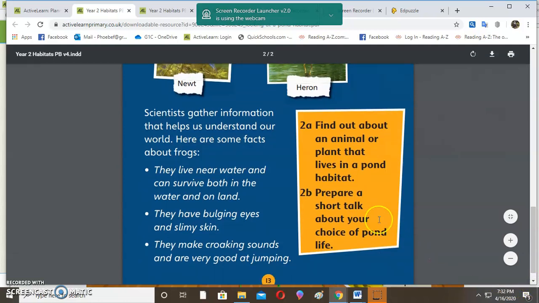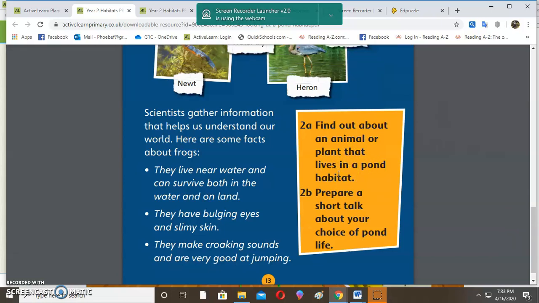Now it's your turn. Find out about an animal or a plant that lives in a pond. Can you at least choose one animal or plant? Do research about it on the internet, then write down your findings. Take a photo and send it on Class Dojo. Another thing you're being told: prepare a short talk about your choice of pond life. That is another project I would like you to do.